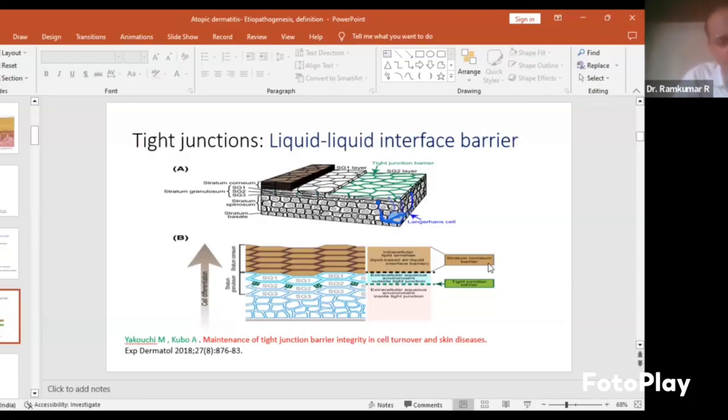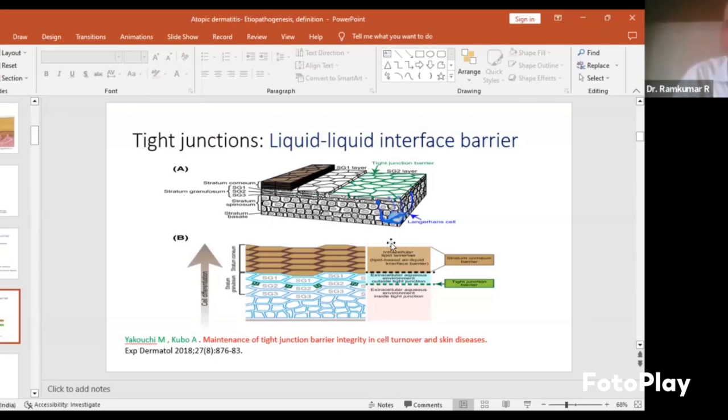Stratum granulosum has got 3 layers. Stratum spinosum has got 10 layers. In stratum spinosum, we have got Langerhans cells. So you can see the Langerhans cells here. In stratum granulosum, there are 3 layers. Uppermost is stratum corneum, then stratum granulosum 1, stratum granulosum 2, and stratum granulosum 3.